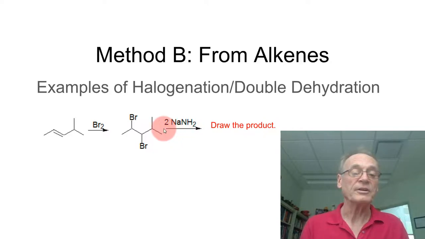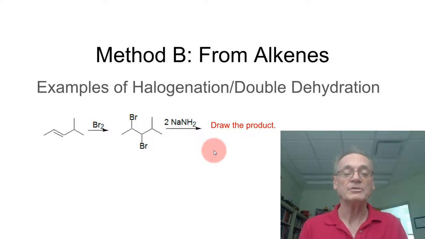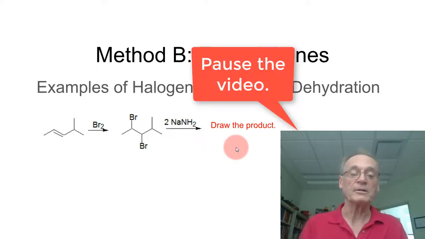It's not too bad. You know you're going to take off a bromine and a hydrogen, and then another bromine and another hydrogen. The only tricky thing is, in a stick figure like this, you don't see the hydrogens, but don't forget there's one there on that carbon, and there's one there on that carbon. So go ahead and stop the video, draw the product, and then come on back, and I'll move to the next slide.